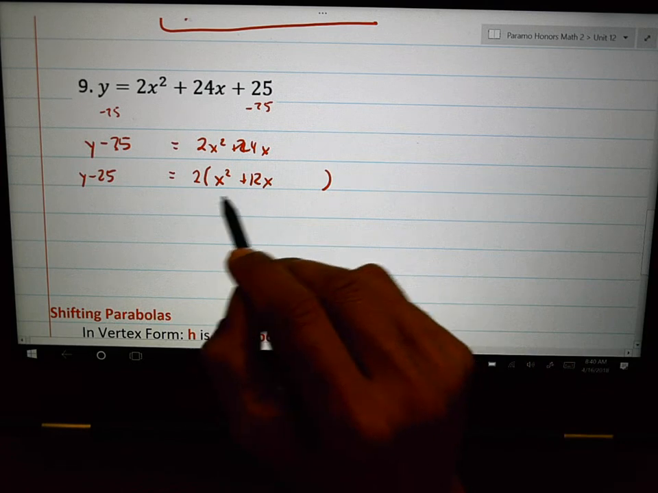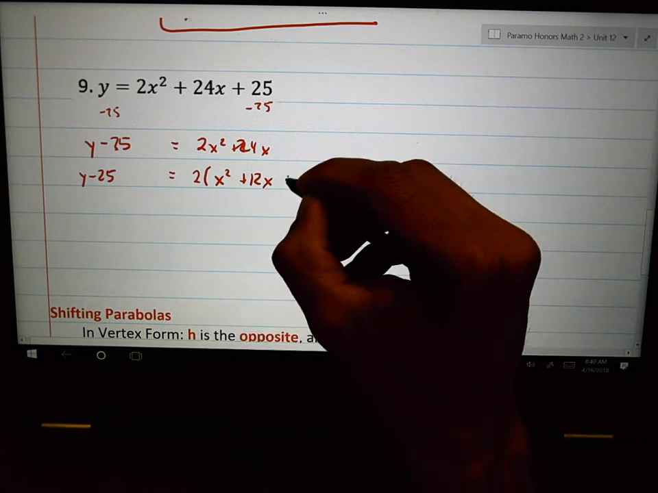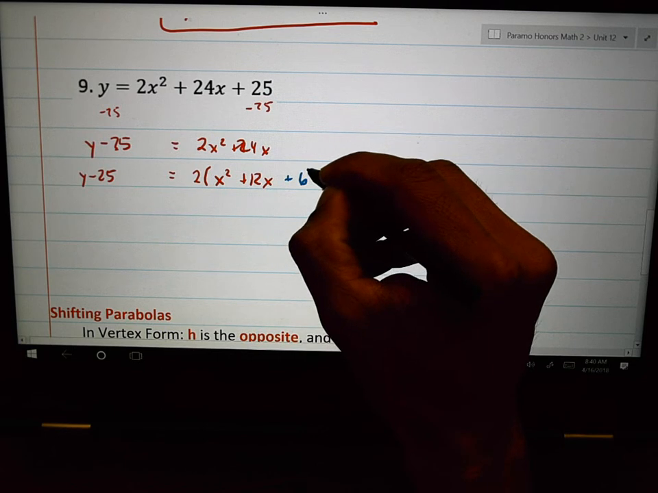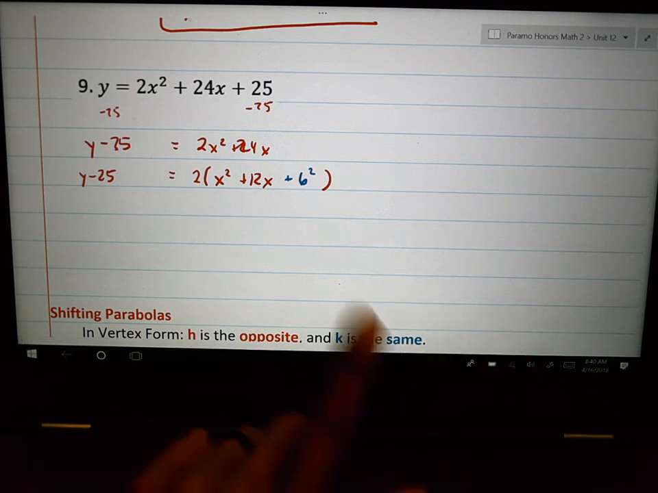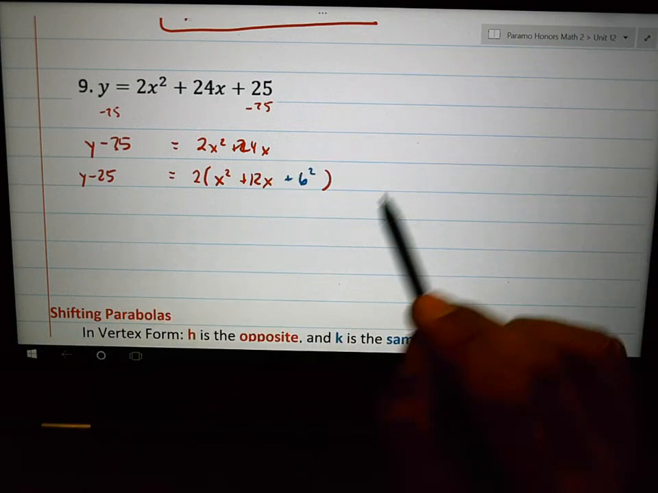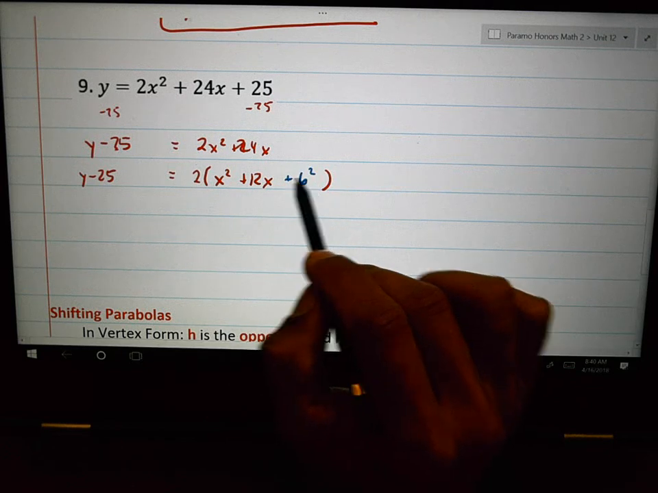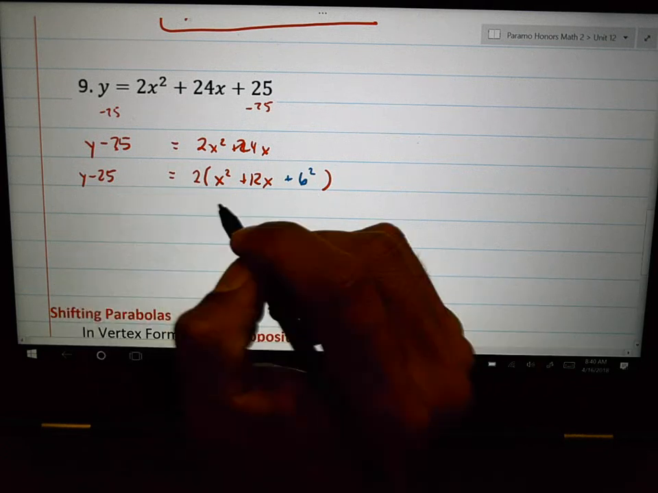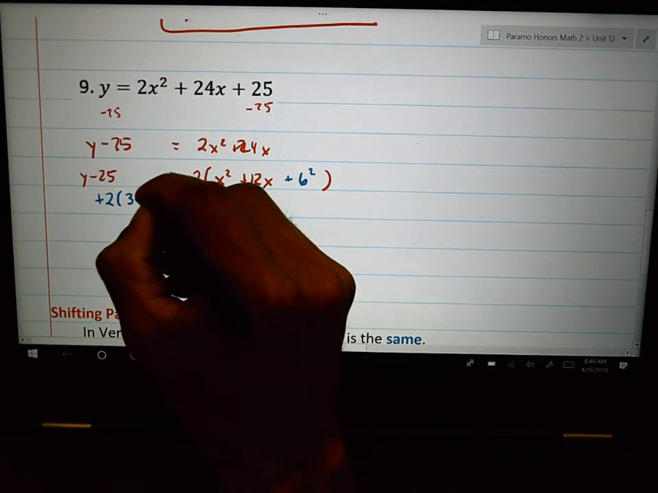This is where I look at b and I add half of b squared. I'm going to add 6 squared. That's the same thing that you've been doing. But what is different is this. Earlier, when this wasn't here, there was nothing there. I'm not really adding 36 to the right side. I'm adding 2 times 36. Over here, I'm not adding 36. I'm adding 2 times 36.